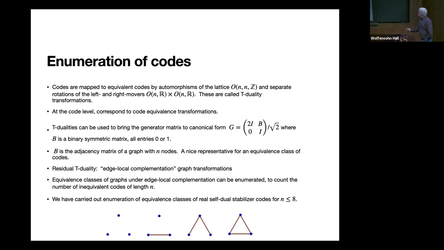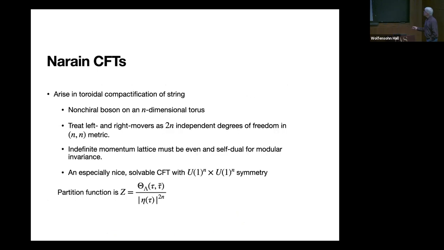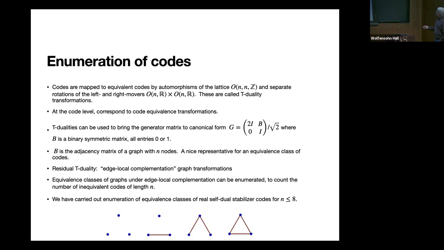And B here is a binary symmetric matrix with all entries 0 or 1, related to the anti-symmetric tensor in the Narain compactification. Because it's just made out of zeros and ones, it can also be interpreted as an adjacency matrix for a graph with n nodes. And so we can associate to each equivalence class of codes a particular graph. We use this graph theoretic construction of codes to enumerate all equivalence classes of real self-dual stabilizer codes up to length 8.